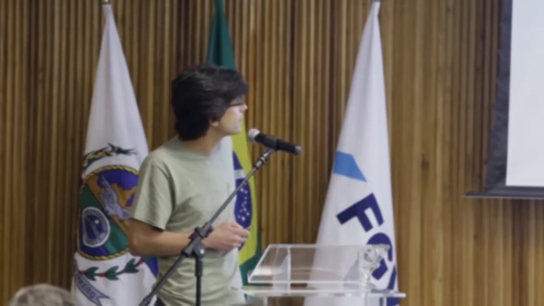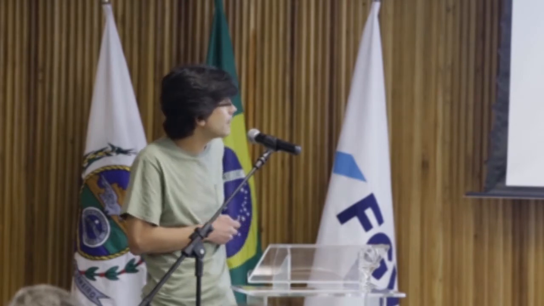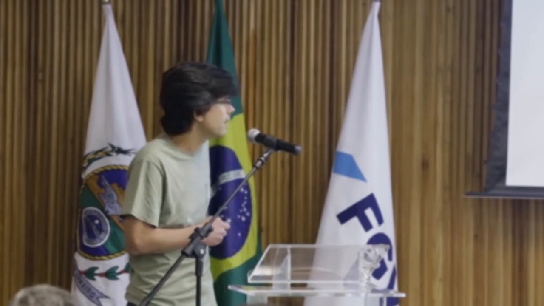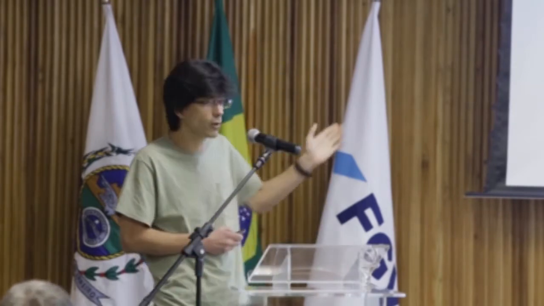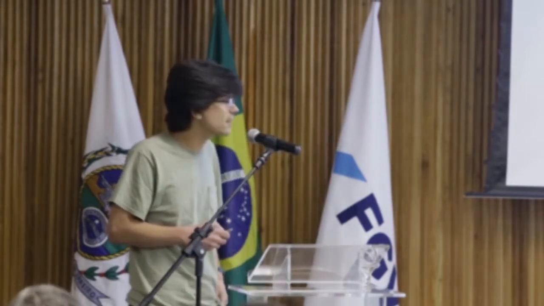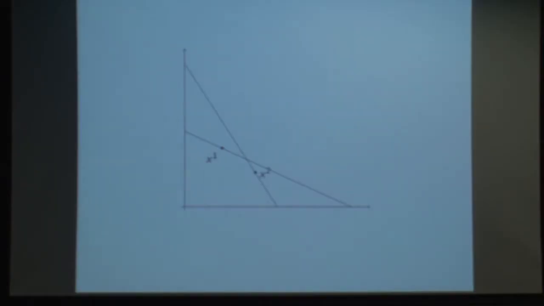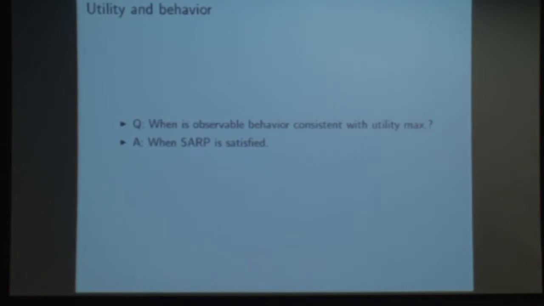So more generally, the answer to the question when is observable behavior consistent with utility maximization is when the strong axiom of revealed preference is satisfied. So this is a violation of the weak axiom of revealed preference, and the strong axiom is equivalent to the weak axiom when you have two goods. So this is a good example of what can go wrong. Okay? So this is an old question and old answer.